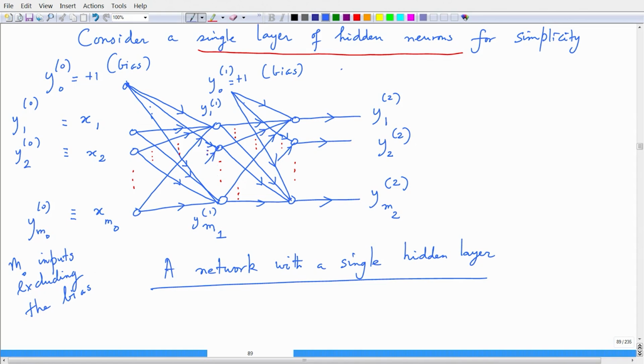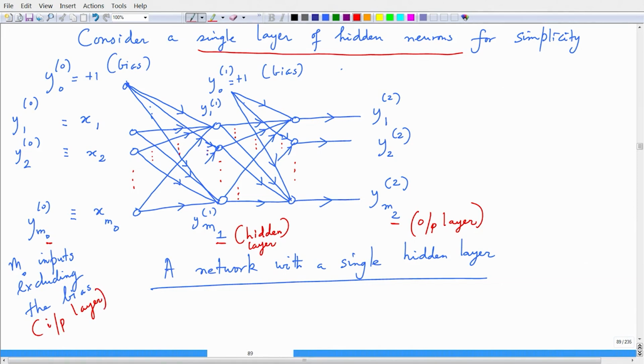and let us assume that in the hidden layer I have m suffix 1 number of neurons. Again our convention is very important here, which I will indicate through red. 0 is the 0th layer, 1 is the first layer, 2 is the second layer, and the second layer happens to be the output layer, 1 happens to be our hidden layer, and 0 happens to be our input layer.